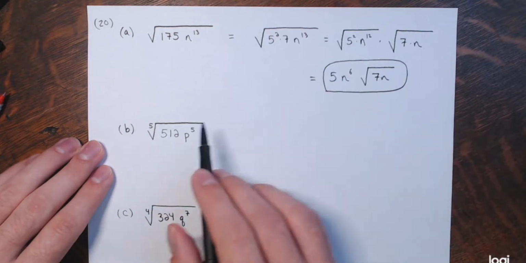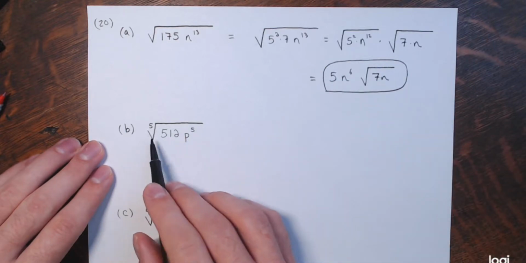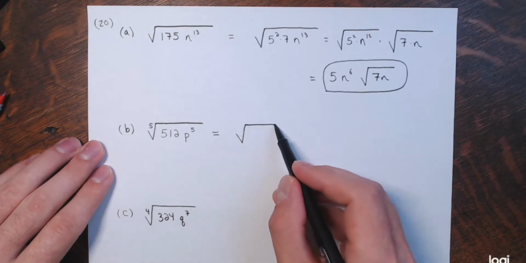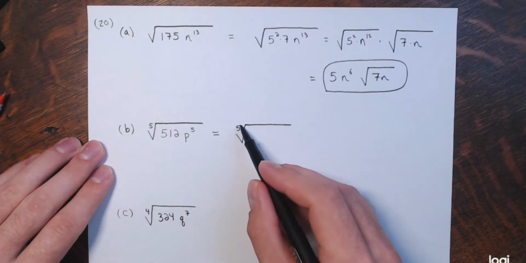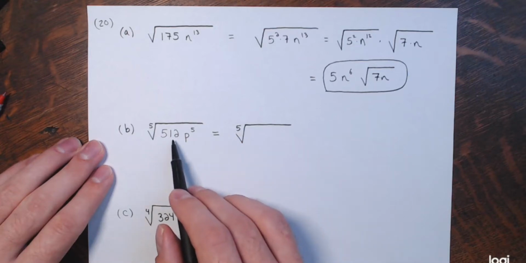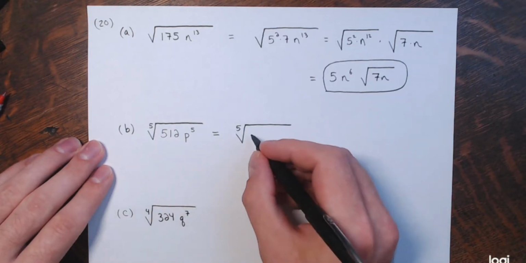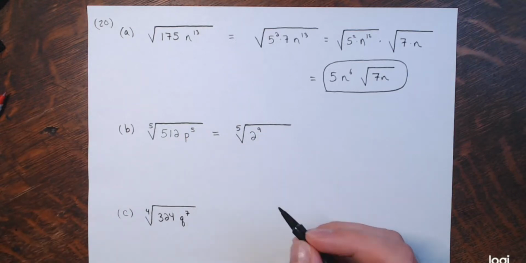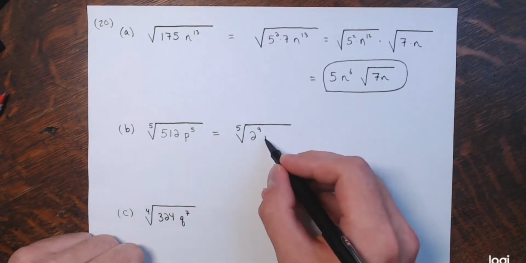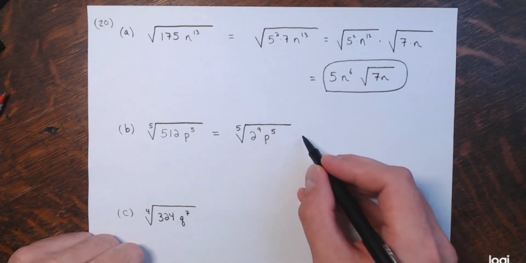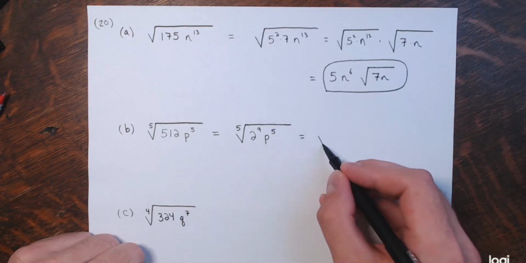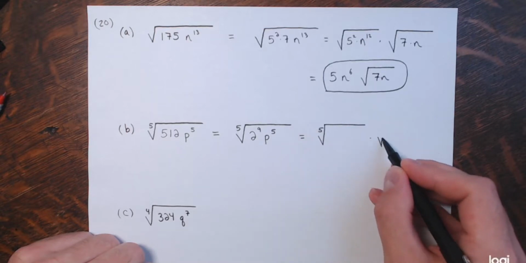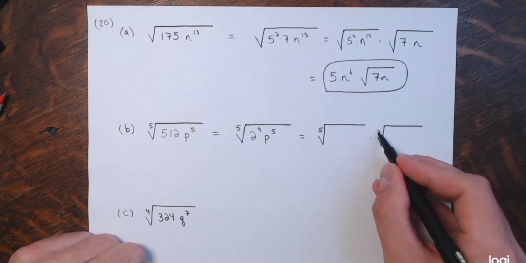Okay, now we have a fifth root. So I'm looking for fifth powers, right? First I'm going to break up the radicand. Now 512, that's 2 to the 9th. It's 2 to the 9th power. And then you have times p to the 5th. Then break it up into a fifth root of fifth powers times a fifth root of non-fifth powers.